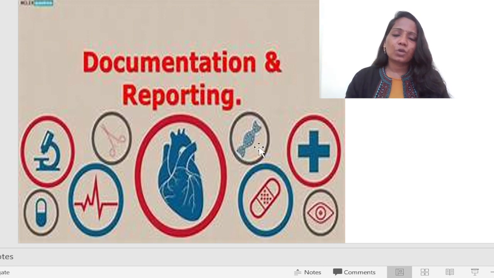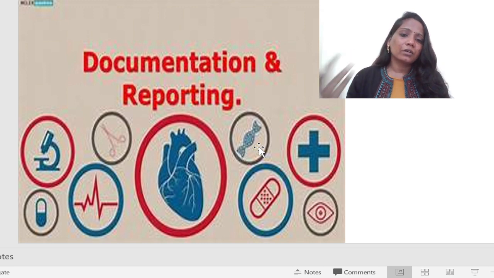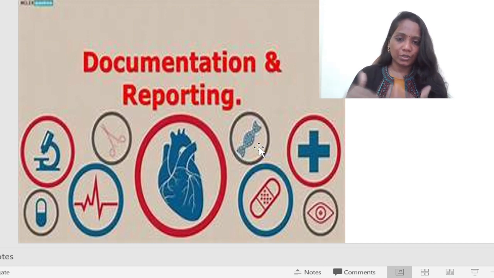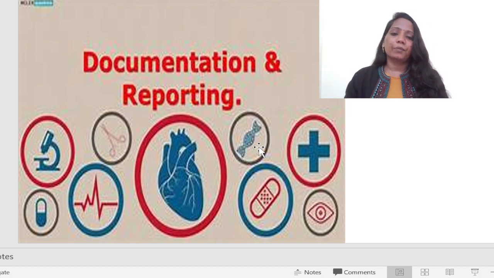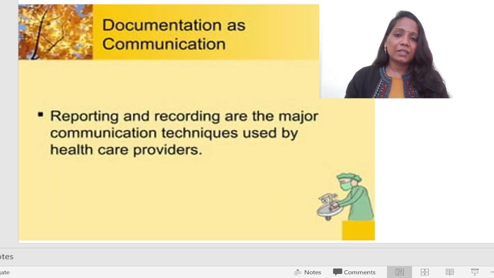Suppose a patient requires a salt restricted diet. In that case, we have to communicate even to the catering or the kitchen that this patient requires a salt restricted or sugar restricted diet. So these kinds of modifications we can send through documentation or through reporting. Okay, so let's see what is documentation.